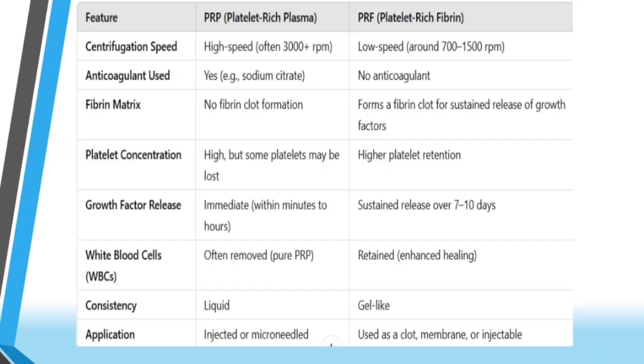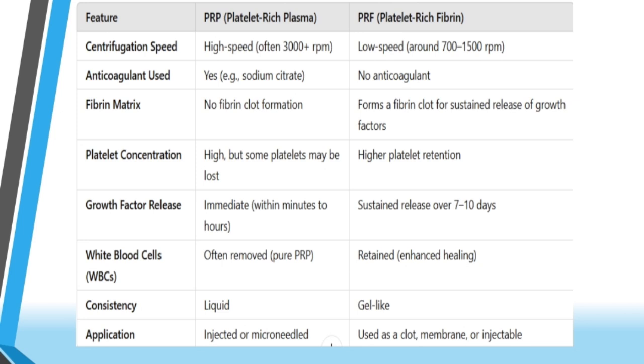So coming to the difference between PRP and platelet-rich fibrin, centrifugation speed for PRP is usually high. In PRF, we maintain a low speed. Anticoagulant is used in PRP. In PRF, anticoagulant is not used. Fibrin matrix is present in the case of PRF. Platelet concentration is usually high in PRF.